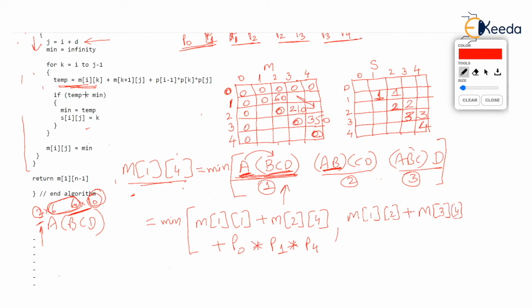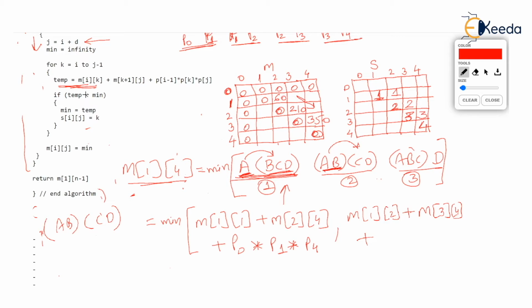Yes, AB into CD plus the number of multiplications needed to do AB into CD, result of AB into result of CD. Now just writing in rough here, I'm erasing a few things. What is that AB into CD? Let's see. We have done AB already, we have done CD already. What is the dimension of AB?